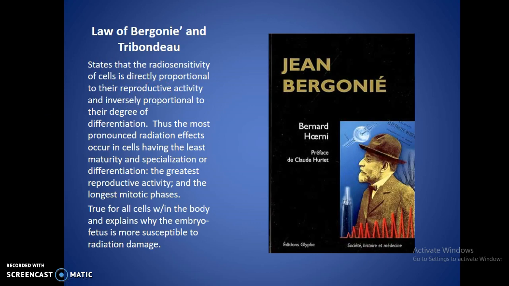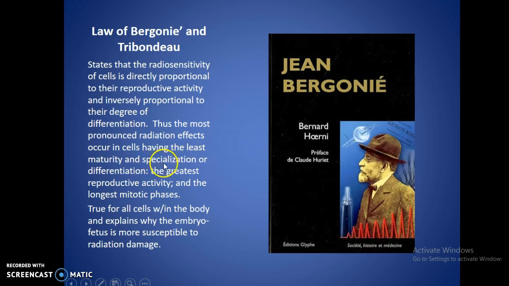If you think about the egg that women have, that's changing every month or 28 days pretty much. Sperm cells change pretty much daily in men. Most pronounced radiation effects occur in cells having least maturity. So the least maturity means they're creating new cells constantly.